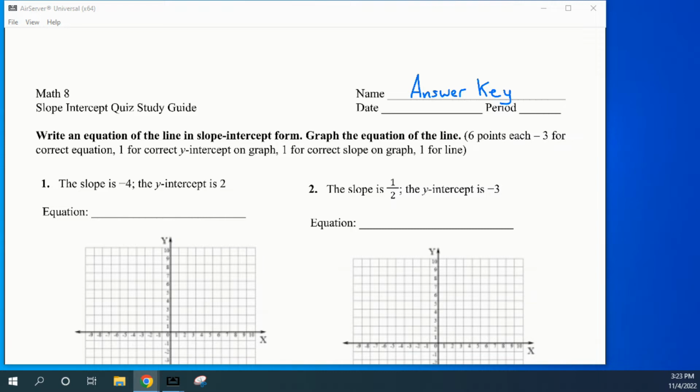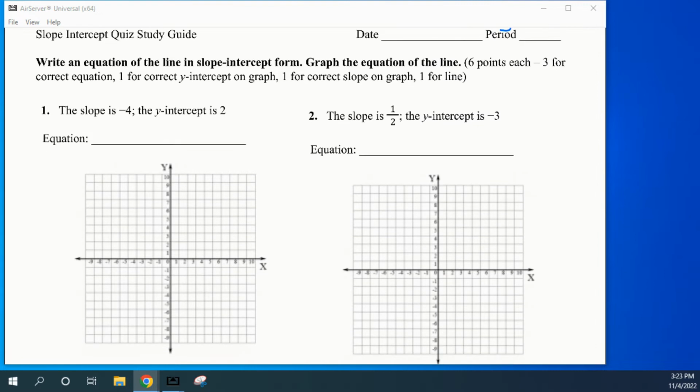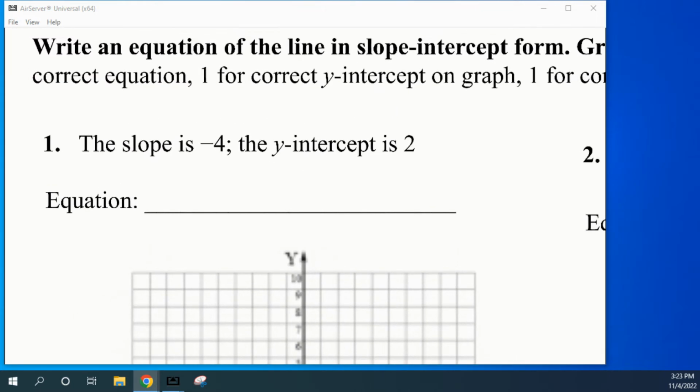Anyway, here we go. For number 1 and 2, we are writing the equation of the line in slope-intercept form and then graphing the equation of the line. You can read your points there. I'm just going to go ahead and do this. Slope-intercept form is y equals mx plus b, where m is the slope and b is the y-intercept. So when you substitute that in, your slope will be -4 times x, y-intercept is 2.